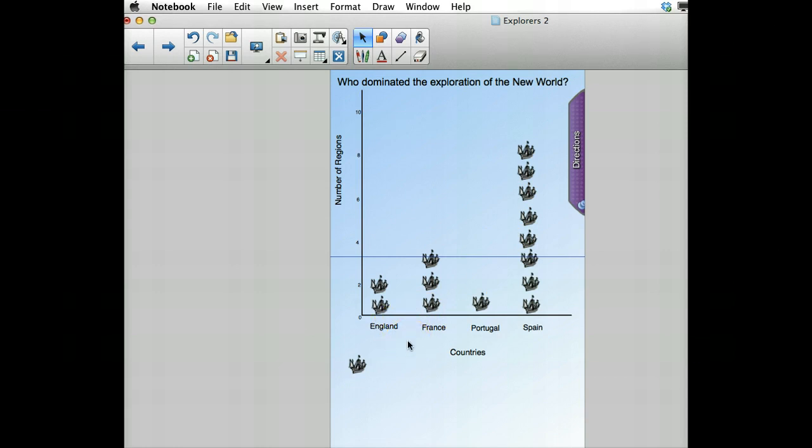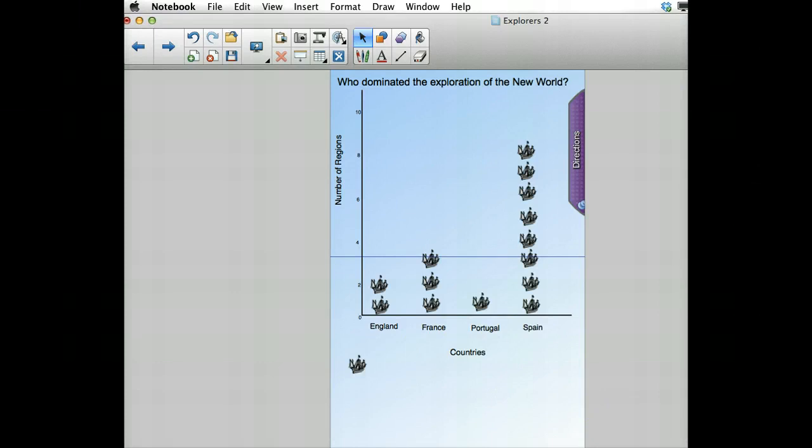Then we could ask comparison questions such as which country has the most, which one has the least, and then after going over the basic knowledge of the chart, we can ask more in-depth questions such as why did Spain have so many more discoveries than the rest of the world? What happened with Portugal? It had been such a strong nation. And we can go into the history of exploration that way.